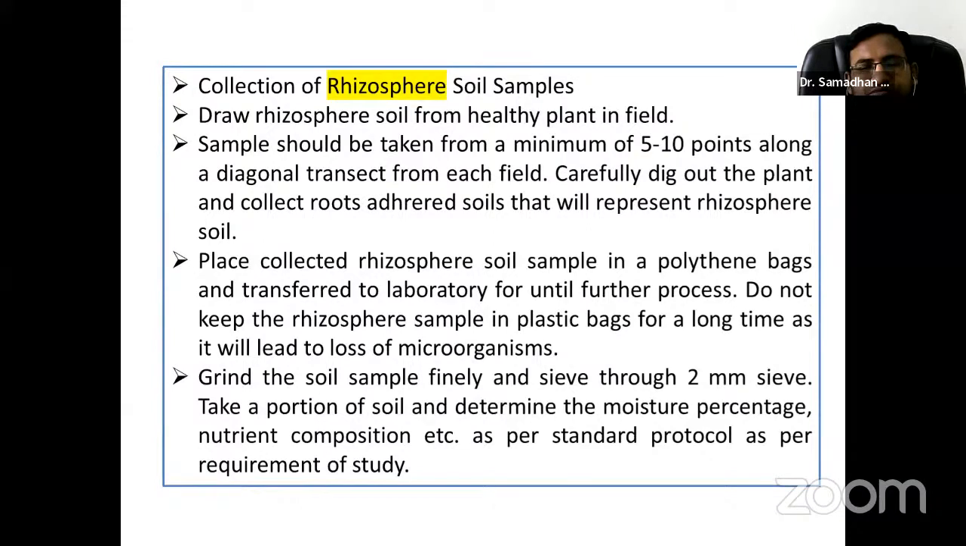Grind the soil sample finely and sieve it. Take a portion of the soil sample and determine the moisture percentage, nutrient composition, etc., as per standard protocol and as per the requirement of the study.